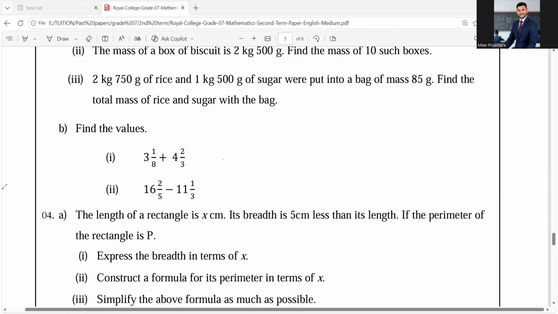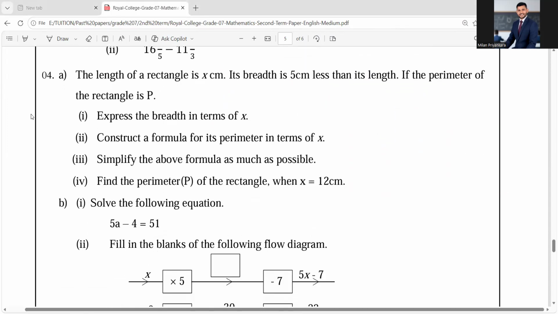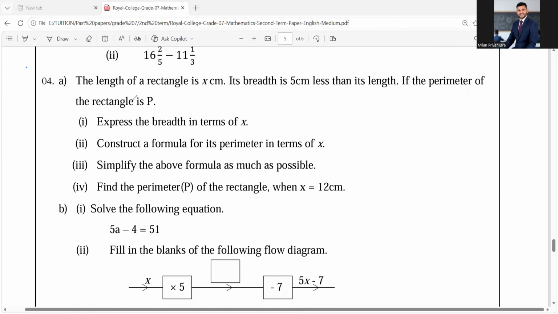Right. Let's go to the fourth question. The length of a rectangle is x centimeters. Its breadth is 5 centimeters less than its length. It doesn't mean its breadth is 5 centimeters. You need to understand that it's 5 centimeters less than the length. Let's say if the length is 12, you have to take 5 centimeters less than 12. So its breadth is 5 centimeters less than the length.